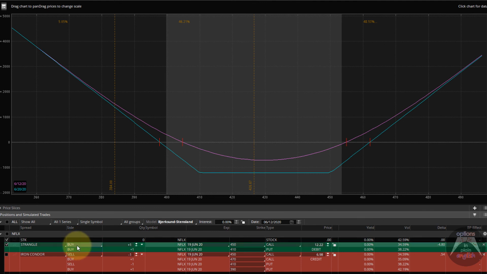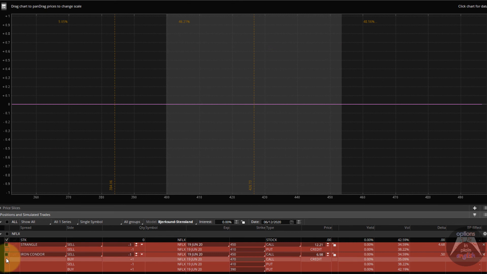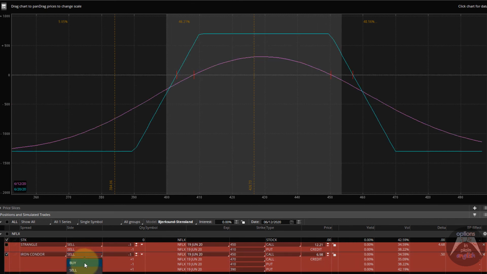In terms of traders who trade options for a long time, for the most part, the sell or the short version of the strangle is the one that's used the most. Okay, which is why I focused on that one. But I just wanted to mention that you can buy it as well. Same with the Iron Condor. Instead of selling the Iron Condor, you can buy it.